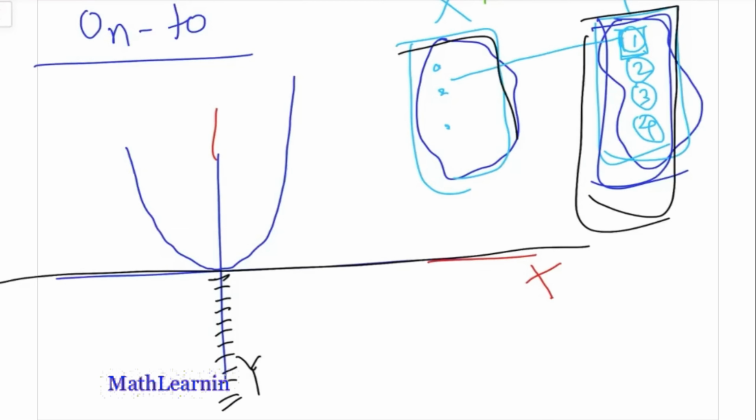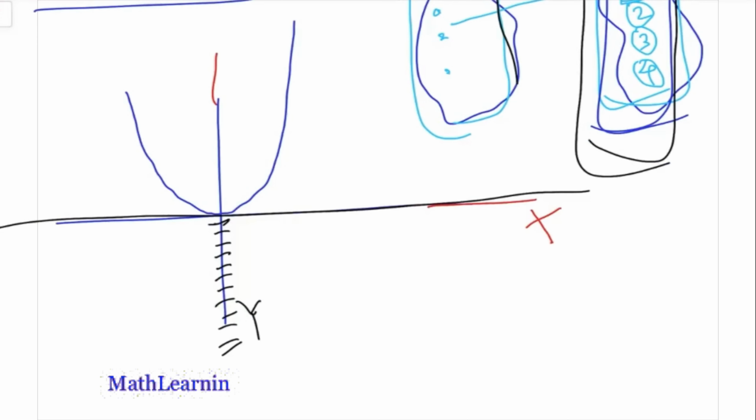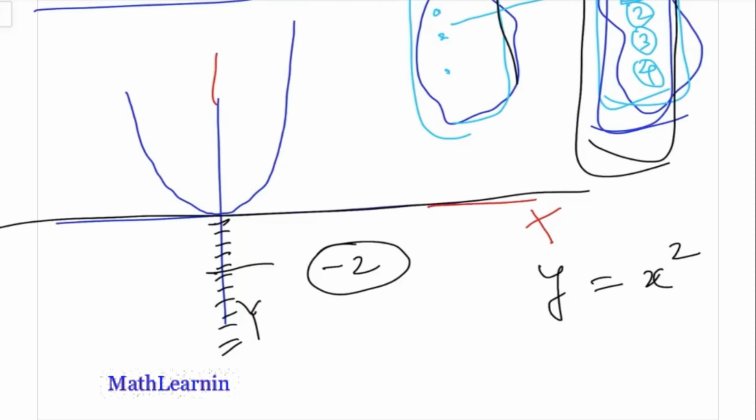Yes, these are all negative values of y. Do you find any suitable candidate for them in set X? Not for this parabola. So there are many points which don't have a candidate in X. Now if you take this as the -2 point, your equation of the parabola is y equals x squared. Is there any x which can give you the value y equals -2? No. So it is not an onto function.